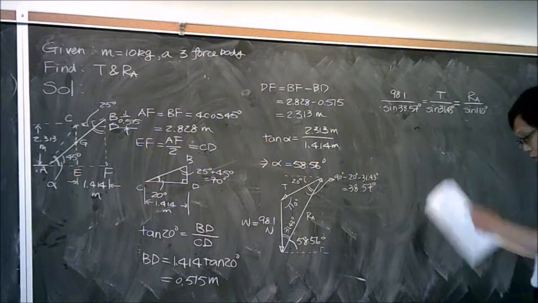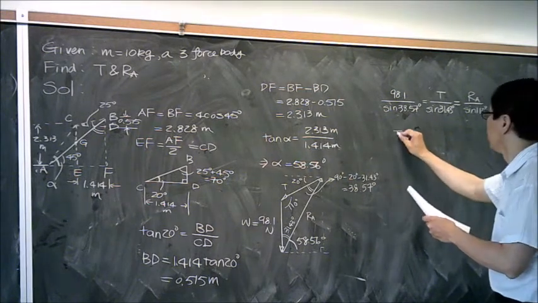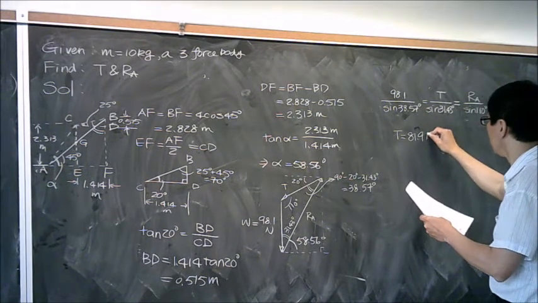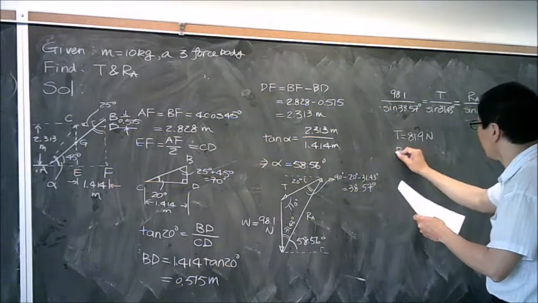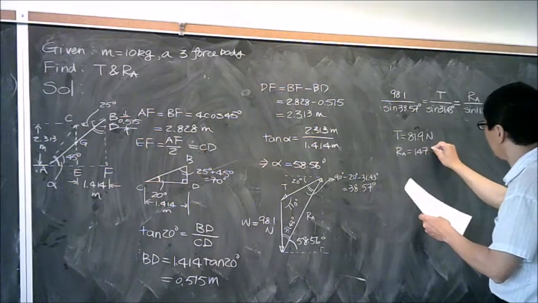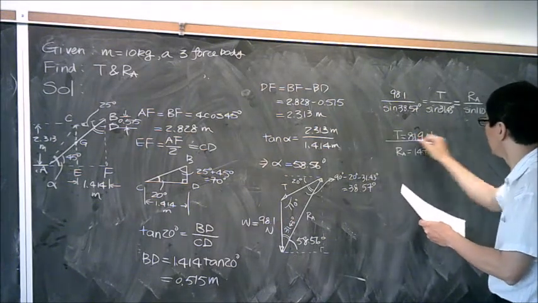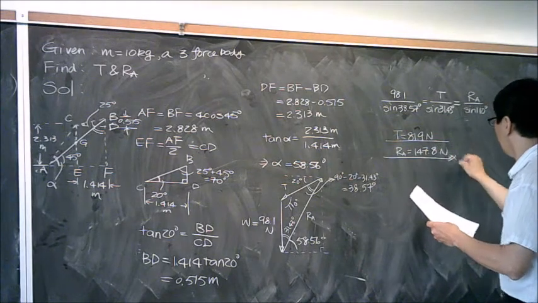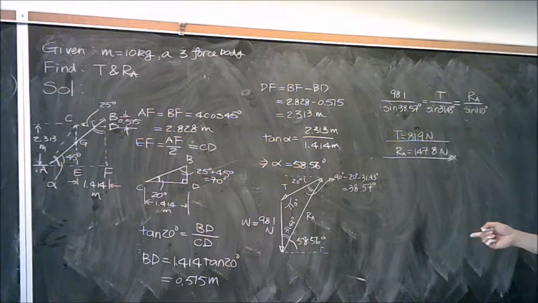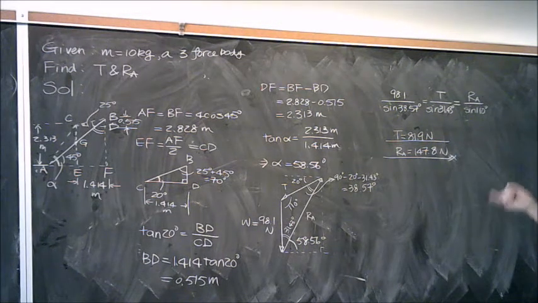So with this equation, we should be able to get T and RA immediately. If you do that, T equals 81.9 newtons, and RA equals 147.8 newtons. And those two are my answers. Does that make sense to everybody? The whole process over here is a little bit complex, yes.